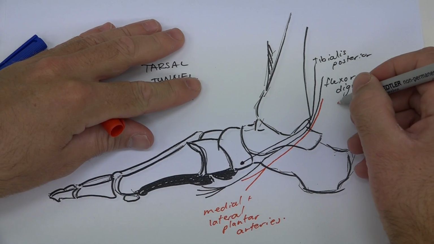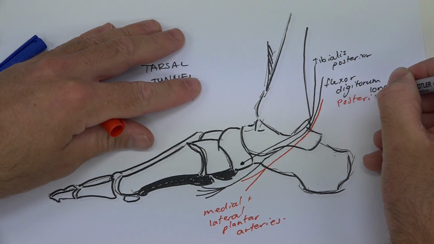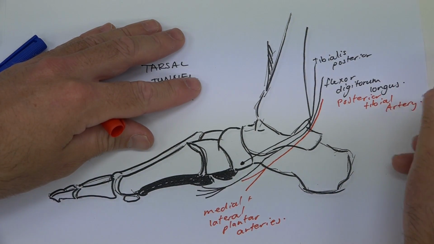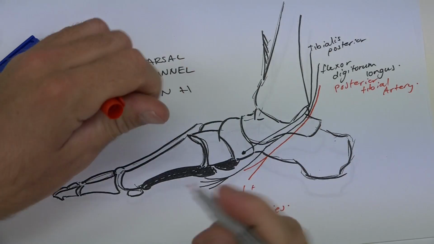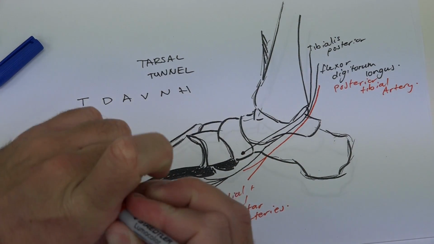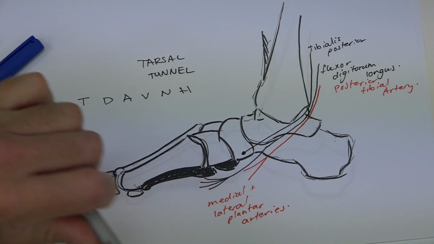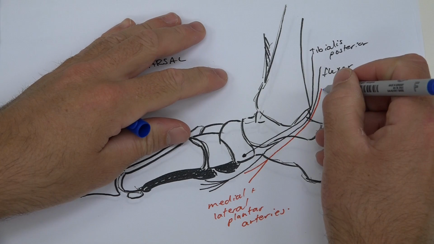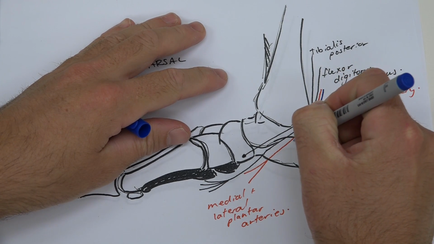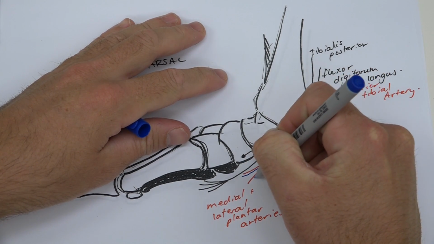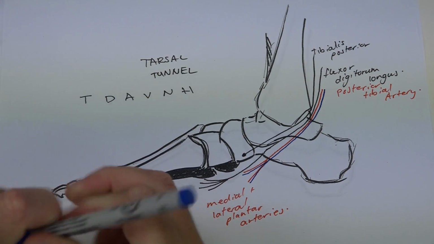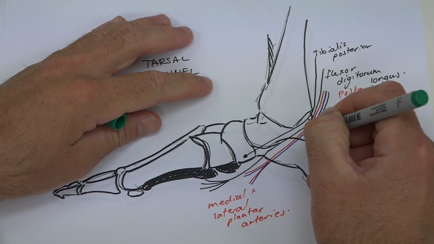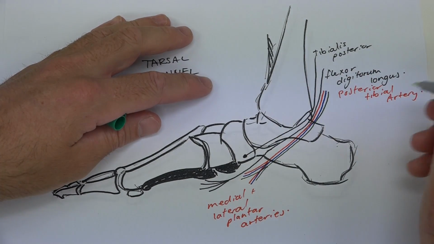So up here, we call it the posterior tibial artery. And once it passes through the tarsal tunnel and goes onto the plantar aspect of the foot, it then divides into a medial and lateral plantar artery. Then we would have the vein, and the vein follows the same pattern, would come down along and divide into its medial and lateral plantar branches, and then the nerve too. The only difference is that the nerve above is just called the tibial nerve.